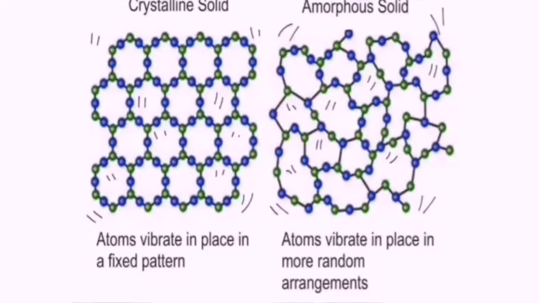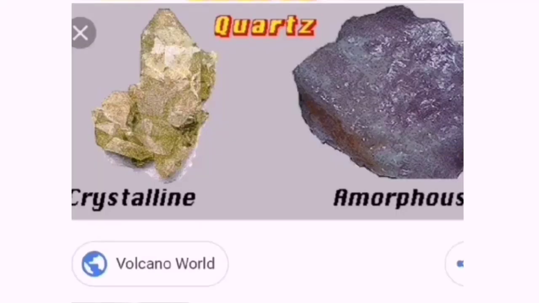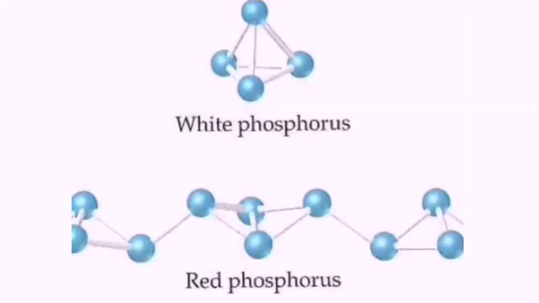Now come towards the types of solid. The type in which there is a fixed pattern between the atoms is known as the crystalline solid, and the atoms that have random arrangements between them, as shown in the diagram, are of amorphous solid. This leads us to the example of quartz, which is found in crystalline as well as amorphous form.